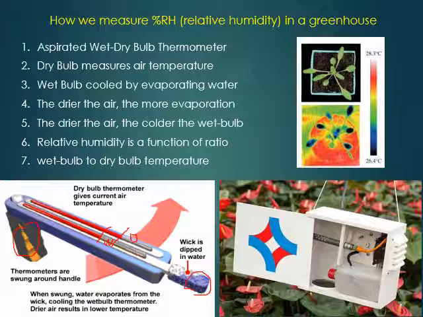This is a greenhouse box similar to the ones we have in the college, and there's a water reservoir and there's a wick that goes up to a thermometer, and that's where the evaporative cooling happens. And just out of curiosity, on the top here, that's an infrared picture of a plant. I think it's an Arabidopsis. And it's showing that the leaves are quite a bit cooler than the rest of the soil and the surrounding area. And that is specifically because of evaporation.